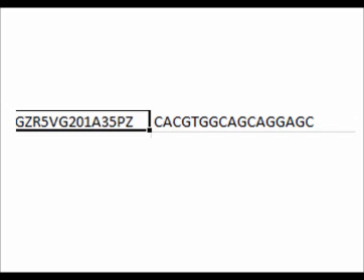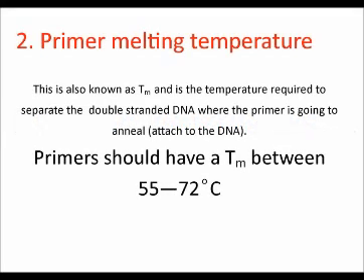So we need to check all the microsatellite regions that we've got, and check to see if the primers that we've got for those microsatellites are the right length, and then eliminate the ones that aren't. Now the second criteria we're going to use is what we call the primer melting temperature.